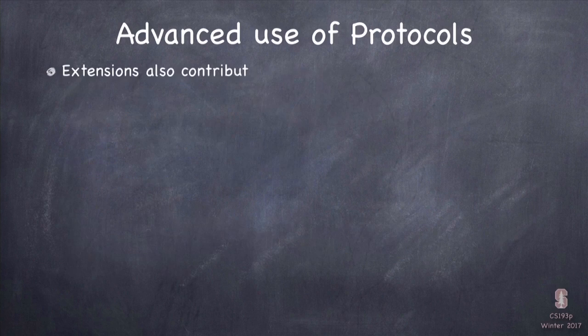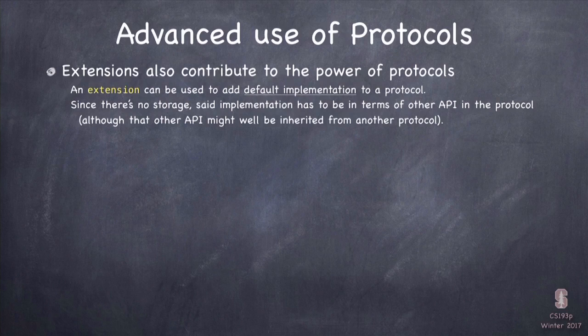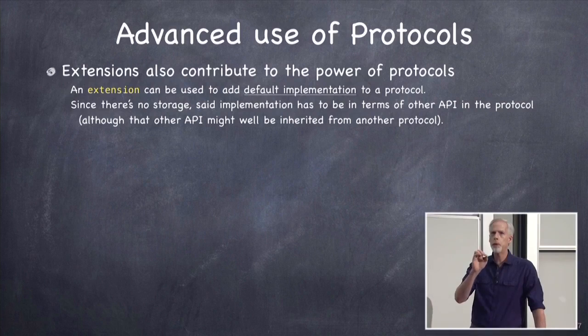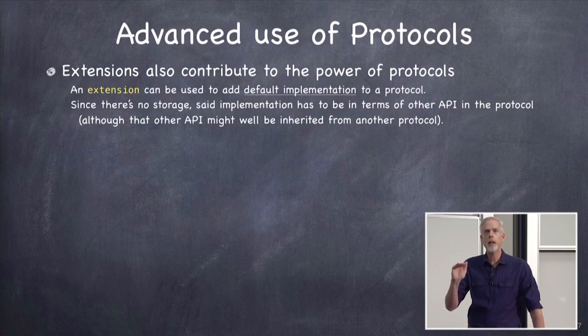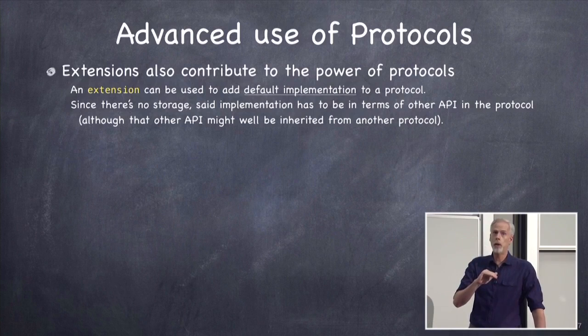And wait, there's more, because of this thing I told you, that extensions can be used to add code to a protocol. Okay? Now, there's a restriction there, of course, because both protocols and extensions can have no storage. So if you extend a protocol and give it some actual implementation by implementing some of the methods in the protocol, you can only use other methods in the protocol, or methods you inherit from other protocols, right? You can't use any storage. All you can do is call other methods and vars. But you'd be surprised how much you can do when you do that.